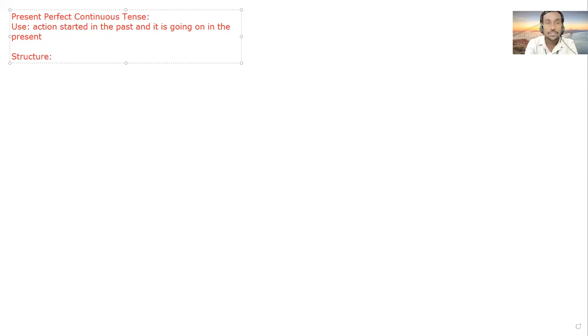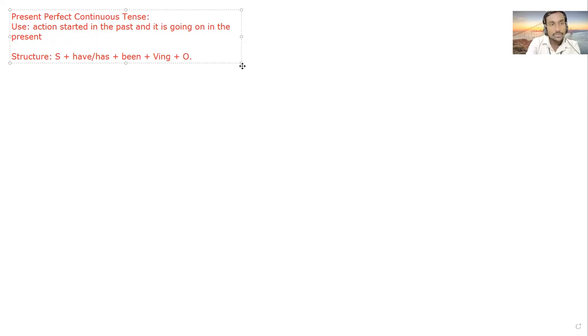So here the structure, first of all there is a subject, so who will help me? After the subject what will come? Okay, have or has is going to be there. After have and has you are going to use been. Yes, after been what will the main verb be? Yes, here the main verb is going to be in which form? That can be the ing form. It can also be called the present participle. Okay, V-ing we also call present participle, right?